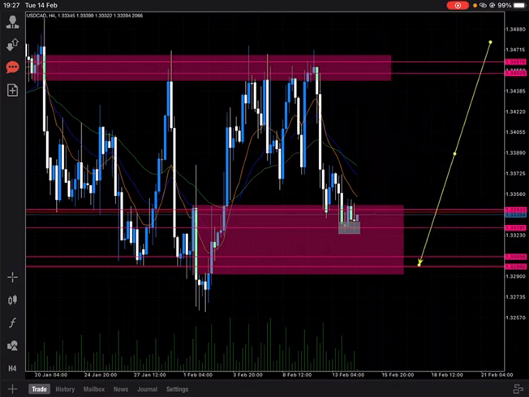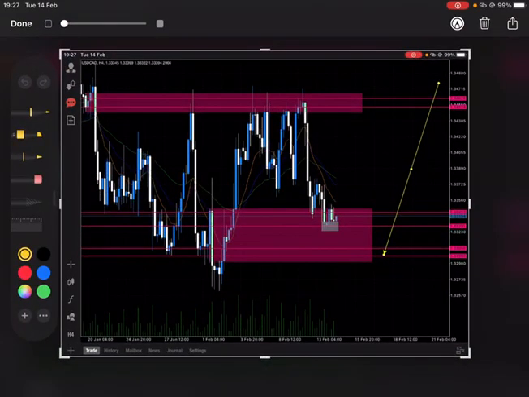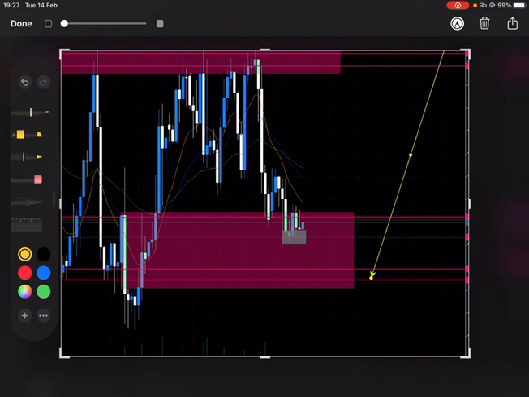So USD CAD, what can it do? Okay, if it continues to respect, right? I already drew this zone right here. This is an M15 engulfing buy, and it's multiple engulfing buys. So this is going to be the zone that will be my limit.